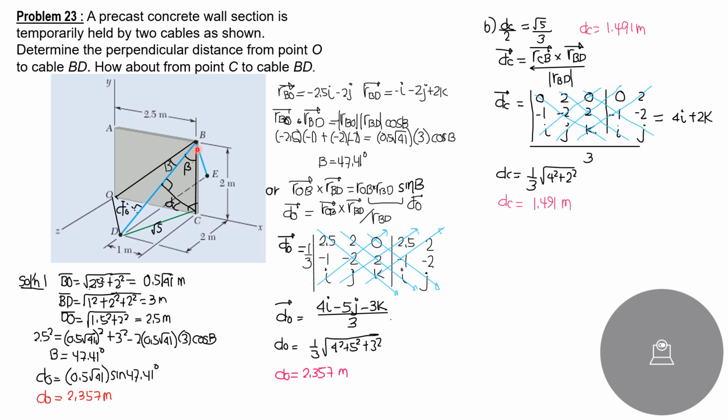Then BD, we already established that: negative 1, negative 2, 2. Unit vectors, copy the first two column elements, expand: 4i minus 0, so 4i. Then j: 0 minus 0, there's no j. K: negative 0, then minus negative 2, so positive 2k. So therefore, the perpendicular distance from point C to line BD is 1 over the magnitude of BD, which is 3, times the square root of 4 squared plus 2 squared. That's also 1.491 meters.